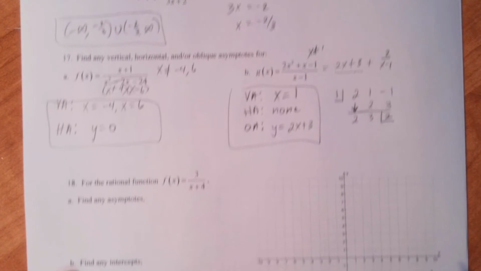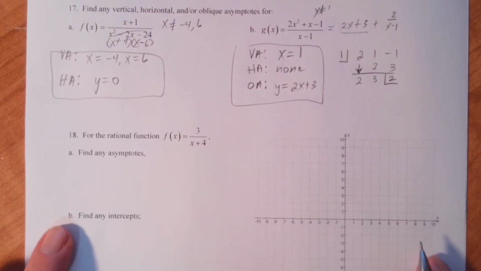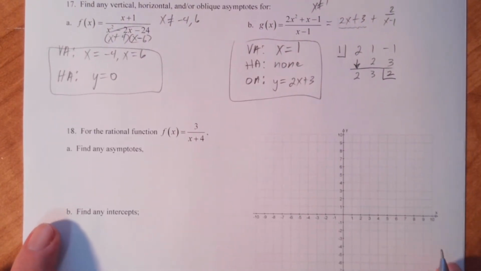Let's move on to number 18. Now we're going to do a graph. So first of all, we need to find any asymptotes.